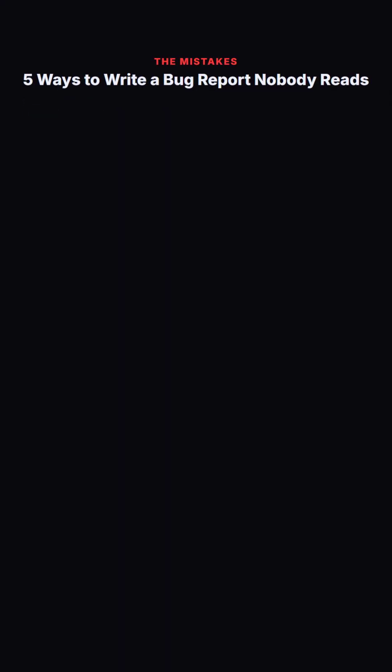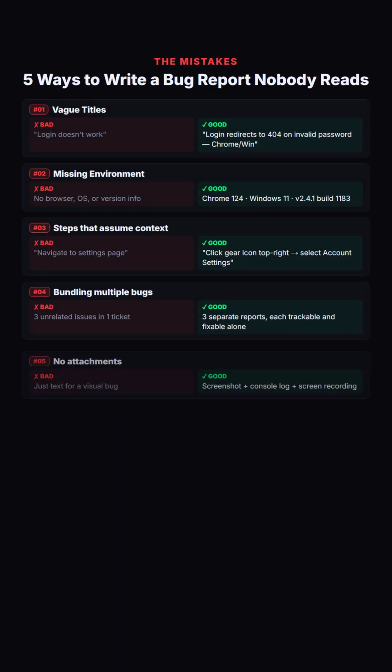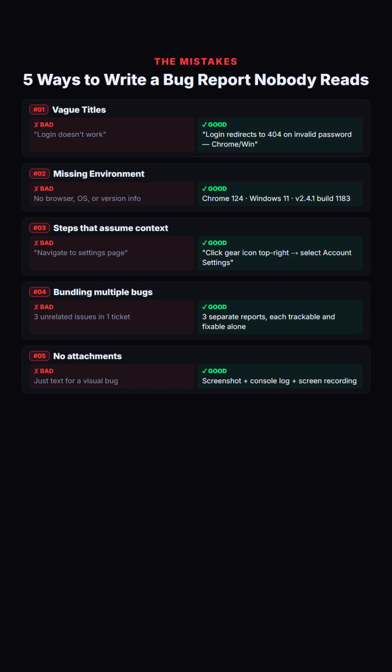Now let's talk about the mistakes that make bug reports useless. Because knowing the right fields is not enough if you fill them in wrong. Mistake 1, vague titles. Login doesn't work tells a developer nothing. It doesn't say which login flow, which user type, which device, or what actually happens when it fails. A vague title means the developer has to do investigative work before they can even start debugging.